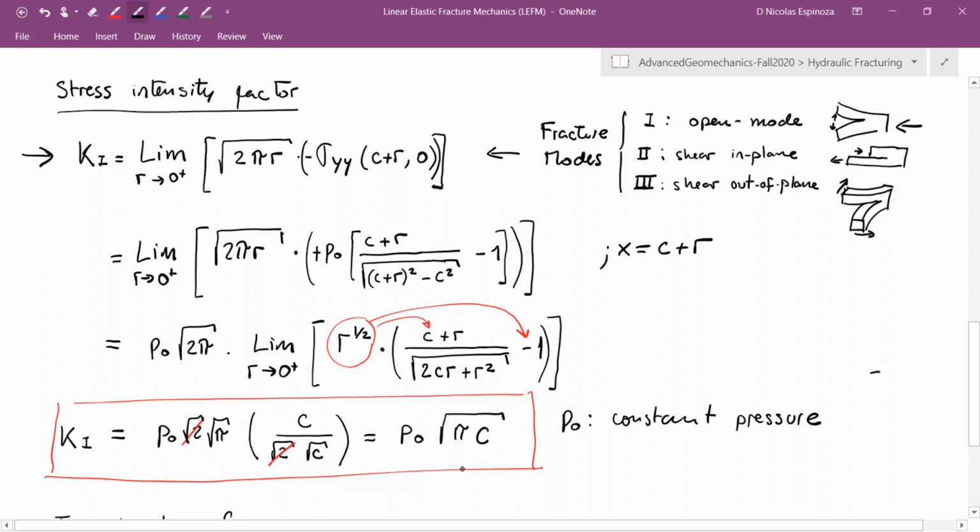All right, so now that I have this type of criterion, I can establish whether the fracture is going to propagate or not. And notice that all of these are finite quantities like p naught, pi, and c, which is a fracture half length, and I have everything I need.